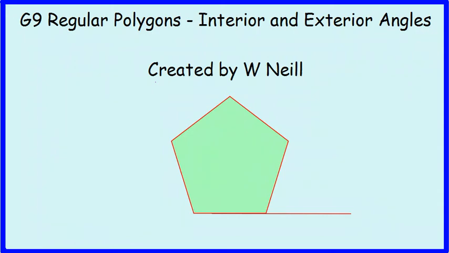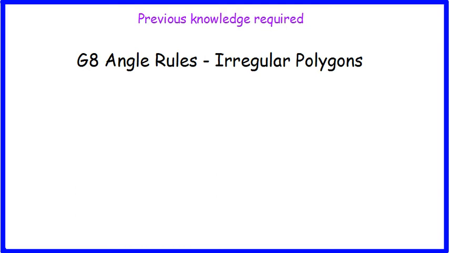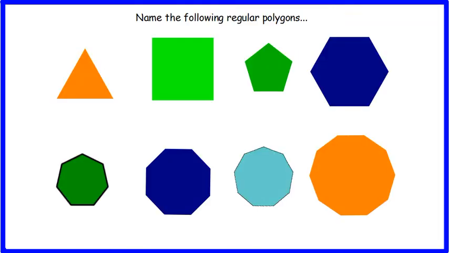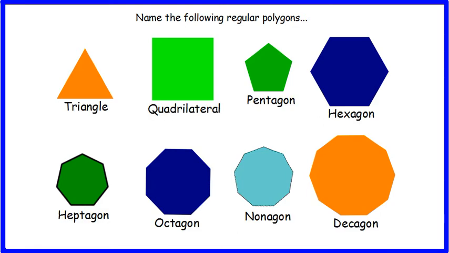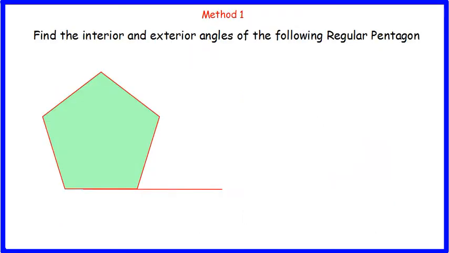In this video, we're going to look at regular polygons, interior and exterior angles. Previous knowledge required for this is to be able to deal with angle rules in regular polygons. And we also need to know how to name each of these polygons. So from a triangle up to a 10-sided decagon, you would need to know those names.